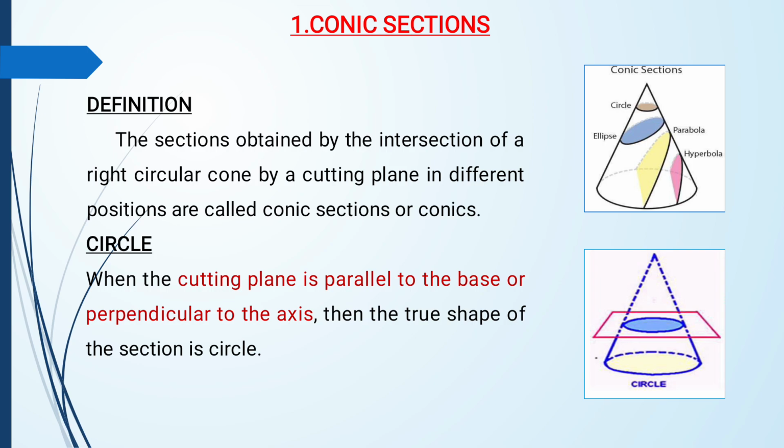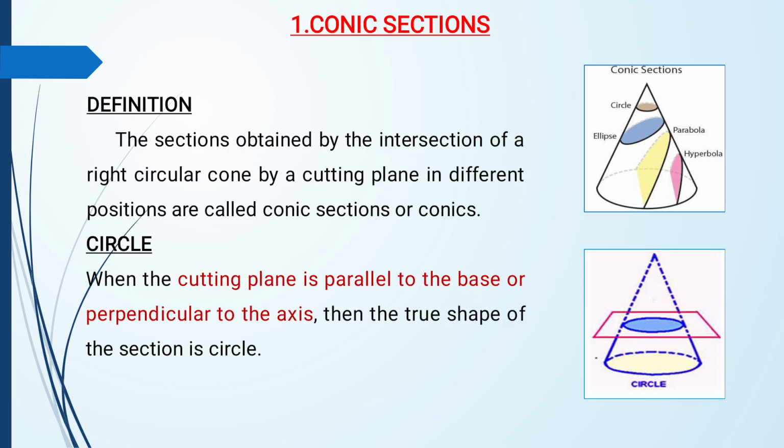First is circle, ellipse, parabola, hyperbola. They are indicated by different colors. Circle is indicated in brown, ellipse in blue, parabola in yellow, then hyperbola in pink. Each and every curve forms based on certain conditions, the cutting plane conditions. Based on the cutting plane conditions only, this type of curves can be formed from conic sections, cones.